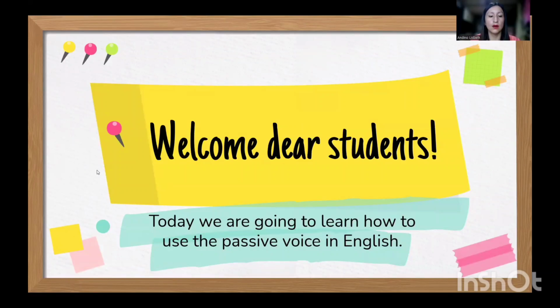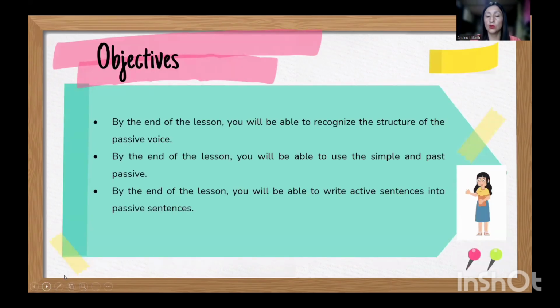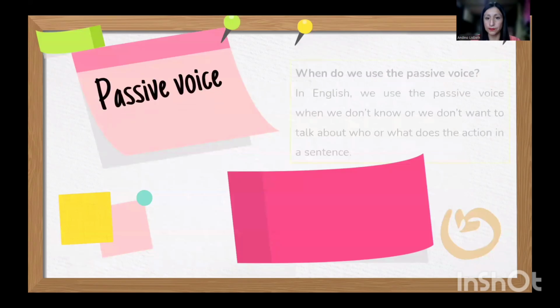Today we're going to learn how to use the passive voice in English. Objectives. By the end of the lesson, you will be able to recognize the structure of the passive voice. Also, you will be able to use the simple and past passive, and you will be able to write active sentences into passive sentences.